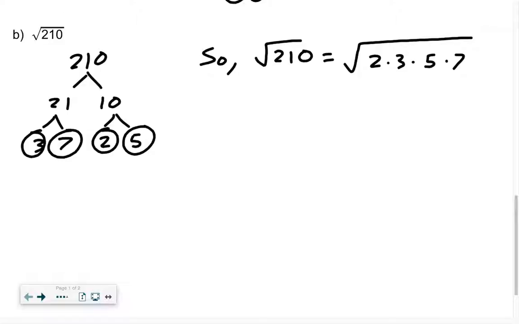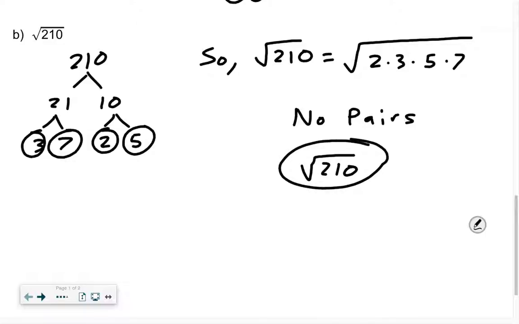At this point in the game, we went back and we looked for our pairs. Well, notice we only have a single 2, we only have a single 3, we have a single 5, and we also have a single 7. There are no pairs available for us. So what does this mean? There are simply no pairs, which means the square root of 210 cannot be simplified. So your answer is the square root of 210.